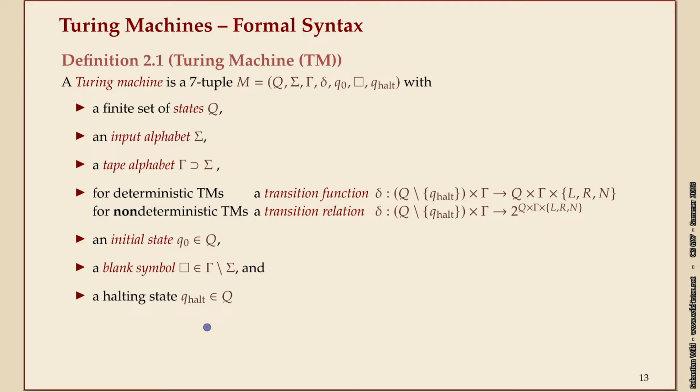The other pieces we need is an initial state, so that we know what's the state called where we start. We need a blank symbol, so the tape is initially filled, and because it's infinite, we don't want to do this explicitly, so we just assume it's filled with these blank symbols initially. That's part of the tape alphabet. And we have a special state that means if you ever reach this state, then the computation stops.